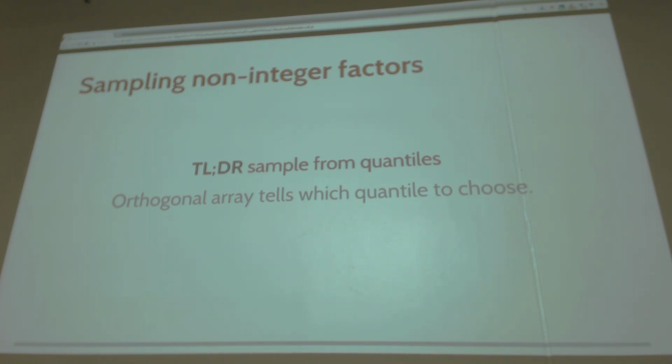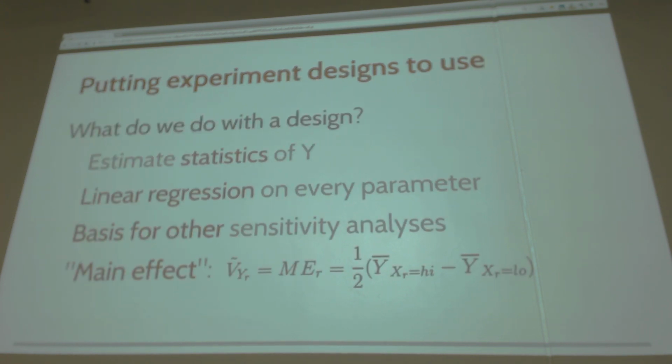Okay, now what can we do if we have invented an experiment design? So we created an experiment design and measured the model at every point of it. And what can we do with all those points? We can estimate some statistics of the output. For example, we can measure the mean value of the output over the whole input space, given that we know that the input space is represented fairly well. Or we can compute the variance, or we can compute linear regression on every parameter.